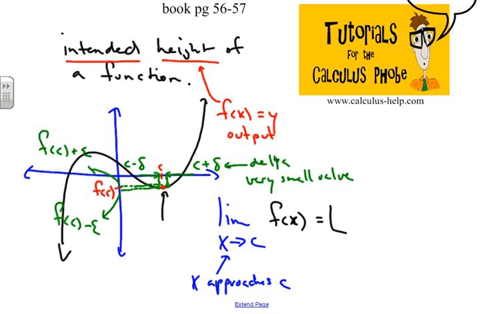In order to find a limit, we find the intended height of a function. How do we do that? Well, we start plugging in values, or start approaching c, our inputs, from either side. So plug in a delta, which is a really small number. So if I get a concrete value, let's say this was 4, and delta was like 0.0001, we plug into our little table x and then our f of x.